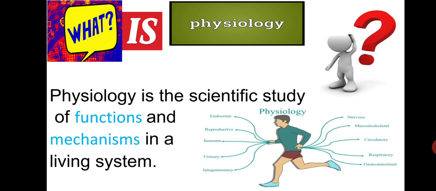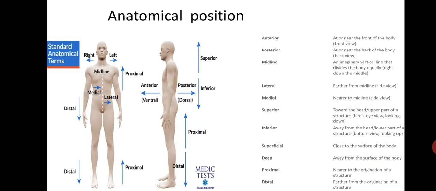Every living system is made up of different systems such as the endocrine system, reproductive system, immune system, urinary system, integumentary system, nervous system, musculoskeletal system, circulatory system, respiratory system, and gastrointestinal system. Here are some of the anatomical positions. These are the standard anatomical terms.